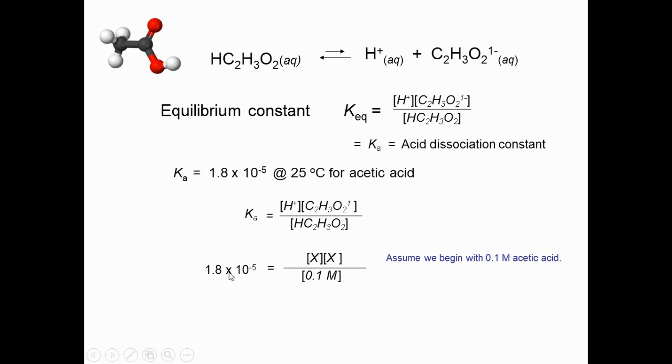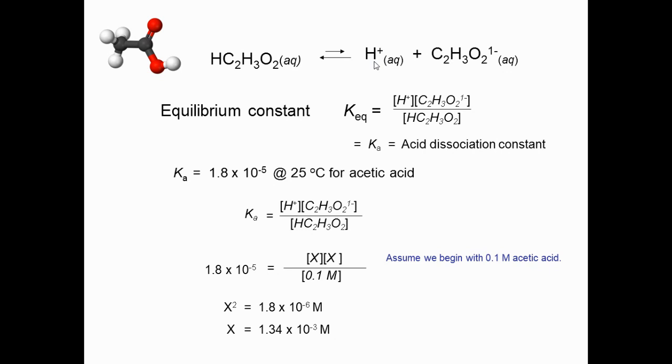So now I've changed my expression to say 1.8 times 10 to the negative fifth equals X squared divided by 0.1 molar. I can easily do the algebra on that, multiply these together, equal X squared, and then finally take the square root. When I do that, X comes out to be 1.34 times 10 to the negative third molarity. What does that represent? Well, it represents both the concentration of the acetate that I'm not truly interested in and the hydrogen ion concentration that I do want.